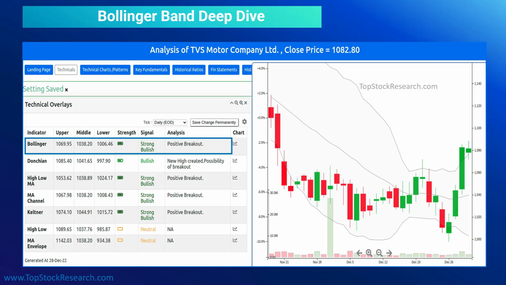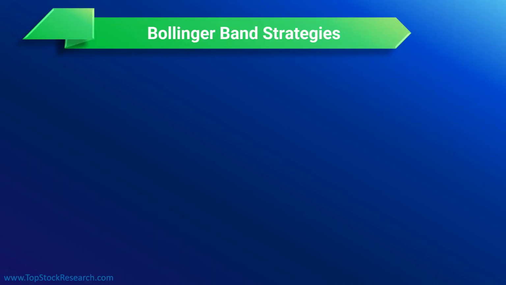Okay, moving ahead in the Bollinger Band presentation, Bollinger Band strategies. We have tried to create some of the best strategies available using Bollinger Band. Number one is using Bollinger Band as support and resistance. Remember, 95% of the time, price will be within 2 standard deviations, within that range. The extreme levels of Bollinger will give you support and resistance.